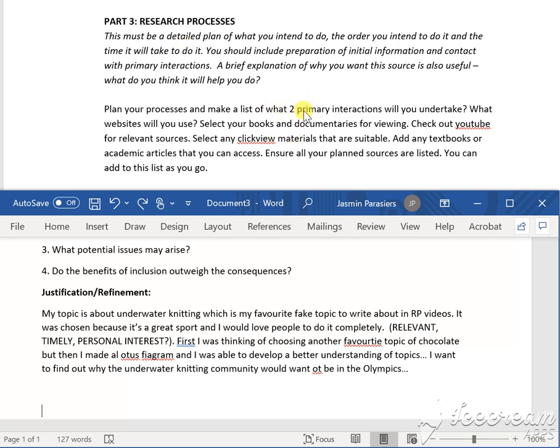We're talking at least sort of 2 primary interactions would be good. We want to know the websites. We want to know the books and documentaries. We want the actual names of the click views, the textbooks. The reason why is because each week you can then go back to your proposal and you can say, right, what the hell did I say I was going to do? Oh, cool, I said I was going to do this. So it becomes a checklist for you. So the more detail you put in now, the less pain and suffering you're going to experience later.